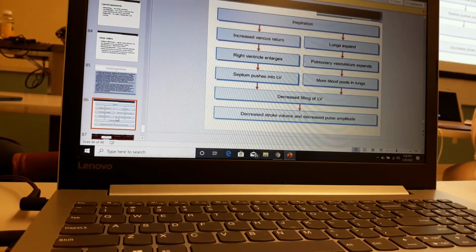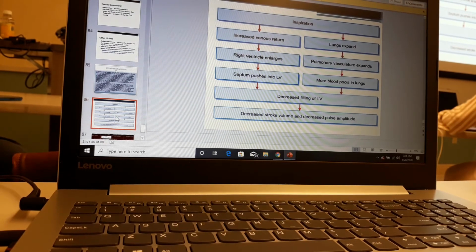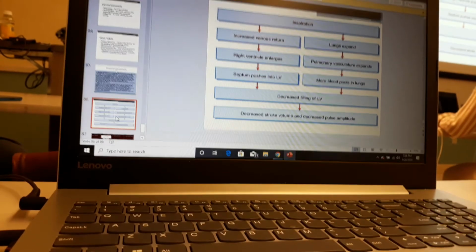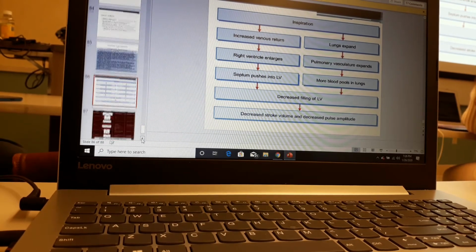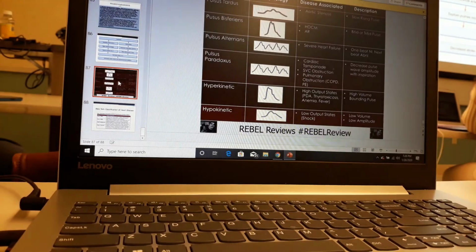Okay, this is just a little bit how inspiration changes venous return. Obviously, when we inspire, we increase the volume in the venous system, right? As the lungs expand, it's compressing the blood vessels, pushing blood out. And then we talked about how actually inspiration can change stroke volume, can change the way the valves close.